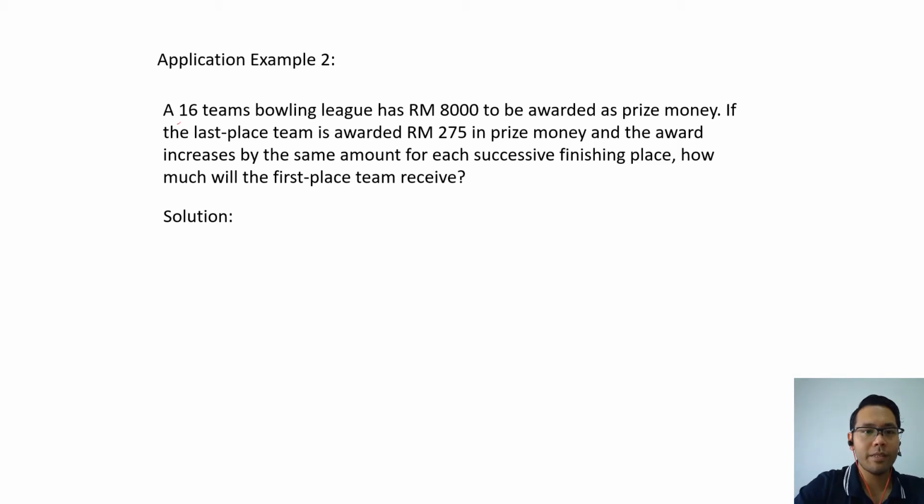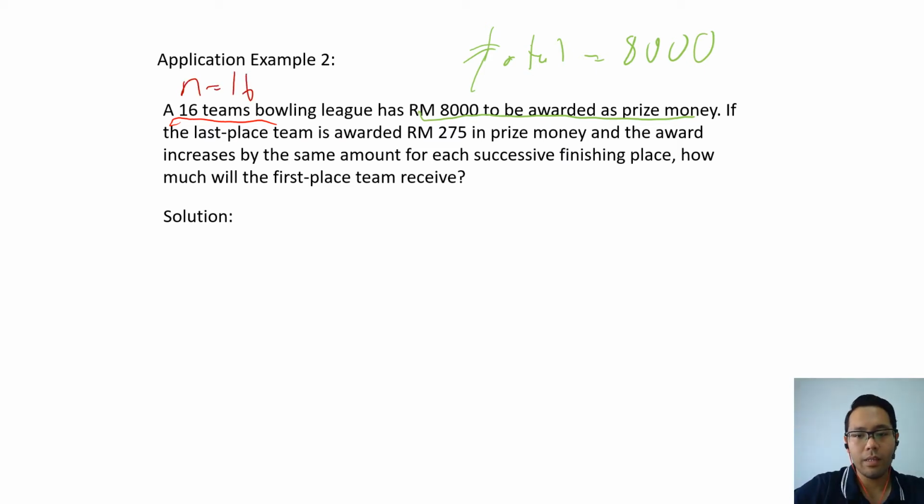So there are 16 teams of bowling. So the N is 16. And then it says here 8,000 to be awarded as prize money. So the total is 8,000, and it's 16. And it says here the last place earned an award of 275. And we know that it increased by the same amount for each successive place. So this is a big signal for you that it's an AP.